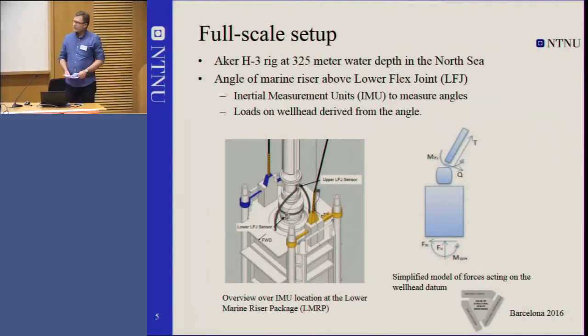So this is now the measurement system. You have some components down at the flex joint and you measure the angles. And based on the angles, we can also predict the forces acting on the lower part of the riser, not the least the wellhead. So you have cables essentially, so you need to transfer the signals by cables to the surface vessel. So based on the angles, you predict the loads, and then you predict the stress ranges and the fatigue damage accumulating.